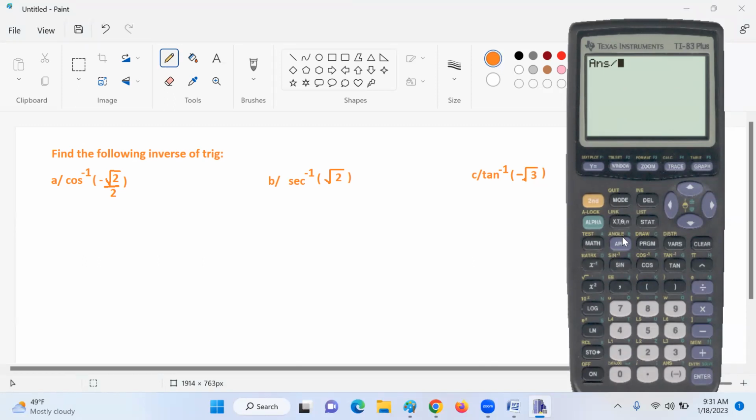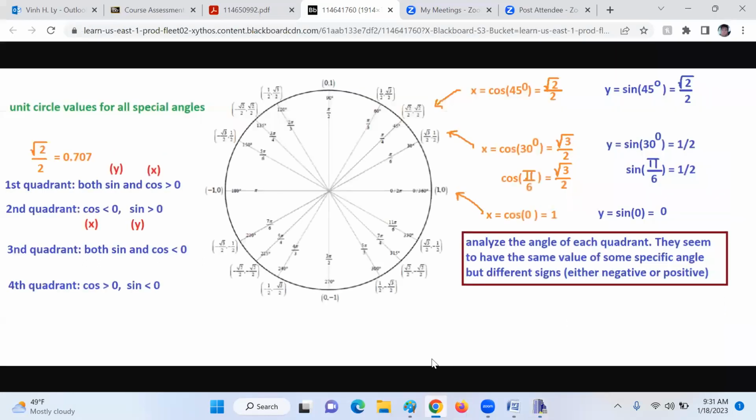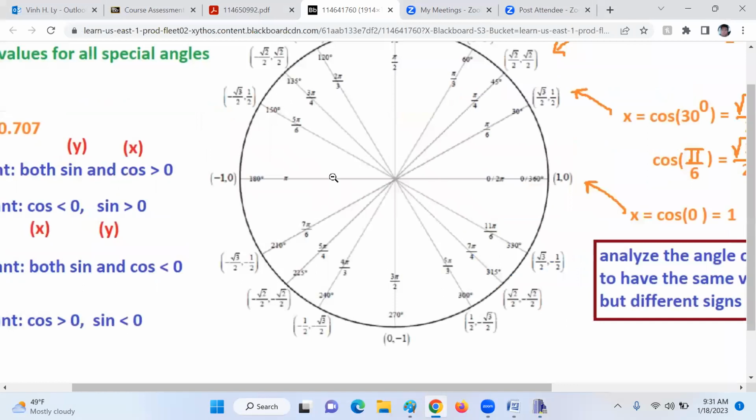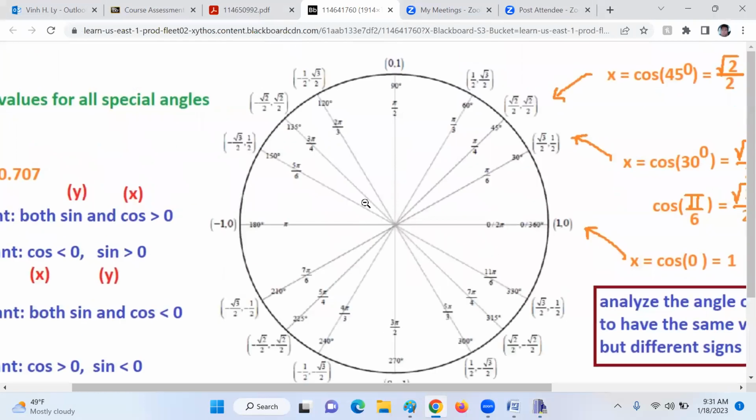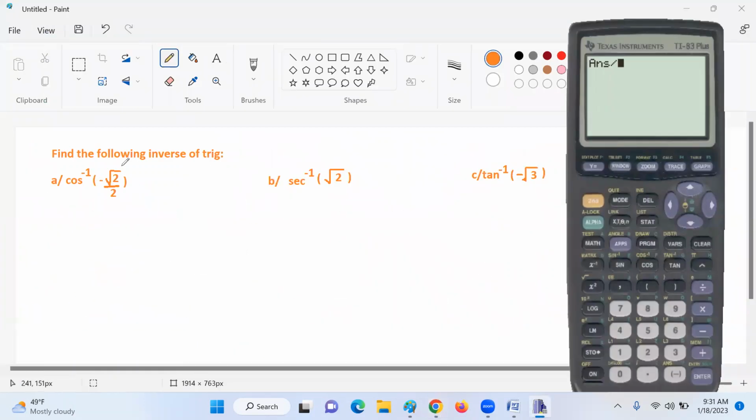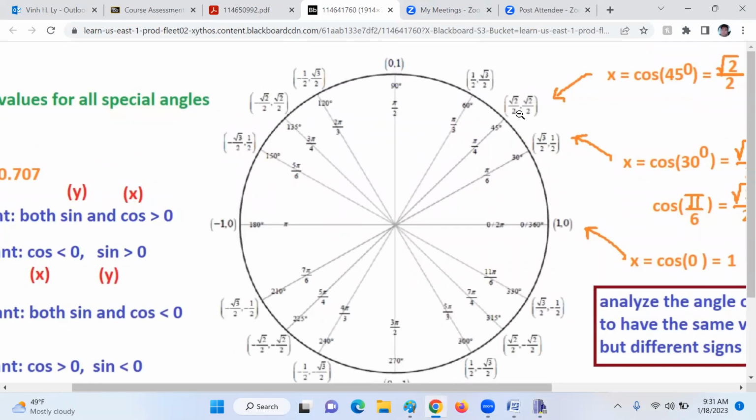We can also look it up on a unit circle. You can bring this to a final exam, so it will be much more convenient. I know it's kind of cheating, but this is a way that can help alleviate the memory part. So negative radical 2/2, 45 degrees.